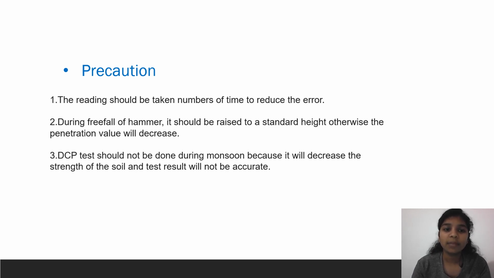The precautions are that the reading should be taken a number of times to reduce the error. We can take a number of readings to reduce the error while performing the test. During the free fall of the hammer, it should be raised to standard height, otherwise the penetration value will decrease. The DCPT test should not be done during the monsoon because it decreases the strength of the soil and the test result will not be accurate.